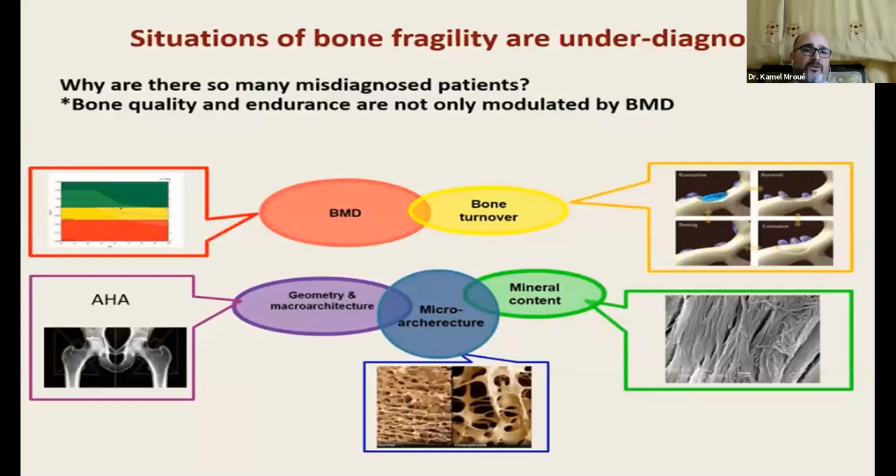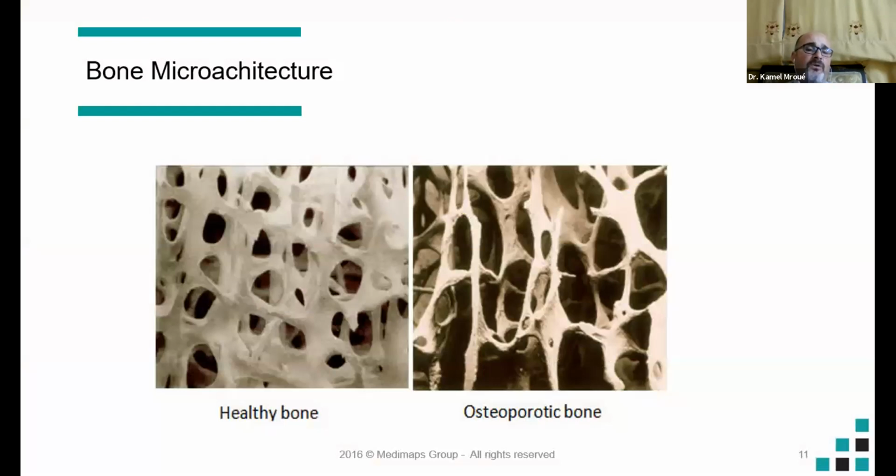Okay, what's bone quality or bone microarchitecture? You know, bone is like a sponge. We have areas of bone matter and areas of space, emptiness. Okay, this is for healthy bone. And if it's osteoporotic, we'll have more spaces and less bone, thus less trabeculae, less length of these trabeculae, less trabecular number, less trabecular thickness, and more spaces.